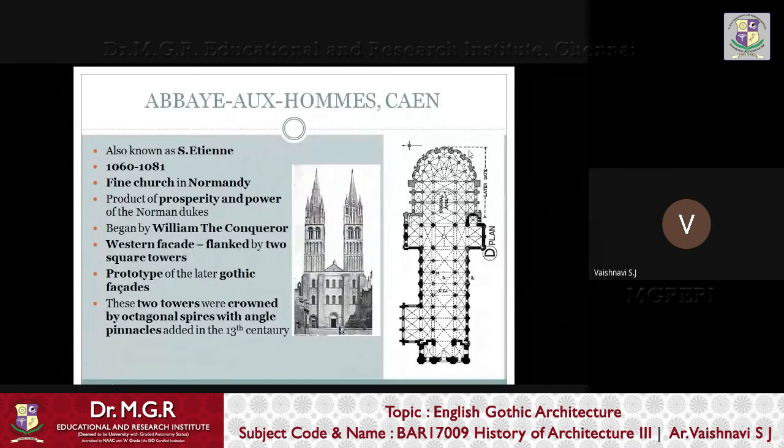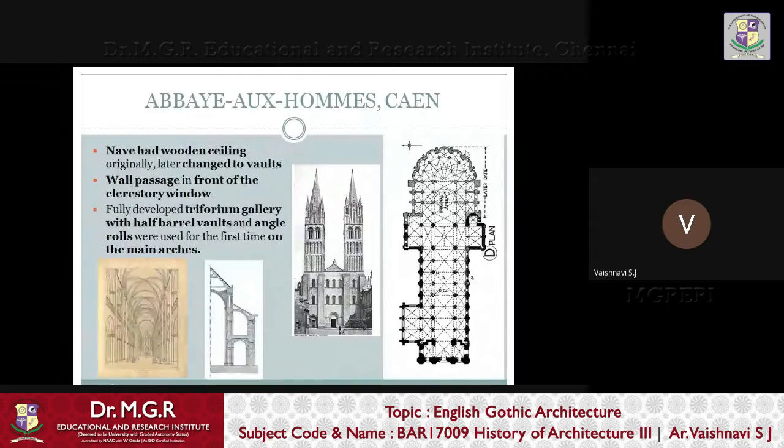Which had different kinds of arcades, and it had a wooden ceiling. The nave had a wooden ceiling, and then they started changing it to vaulted walls. The wall passages had clerestory windows, and they developed a triforium gallery with half barrel vault, and angle rolls were used for the first time. They used angle rolls here on the main arches.